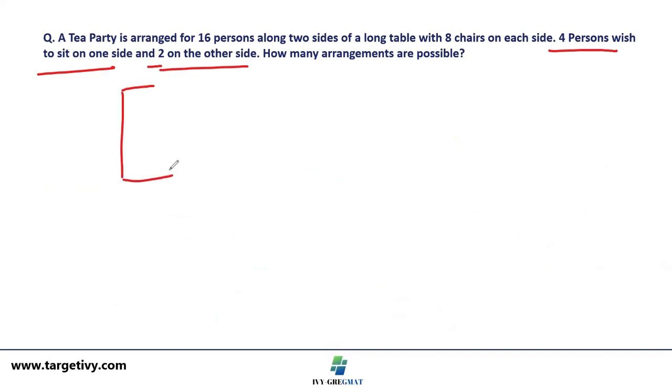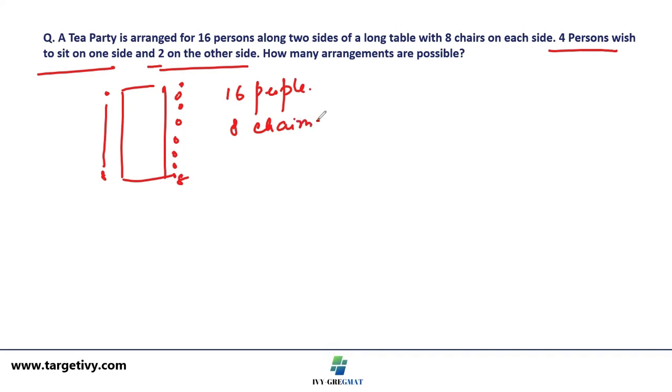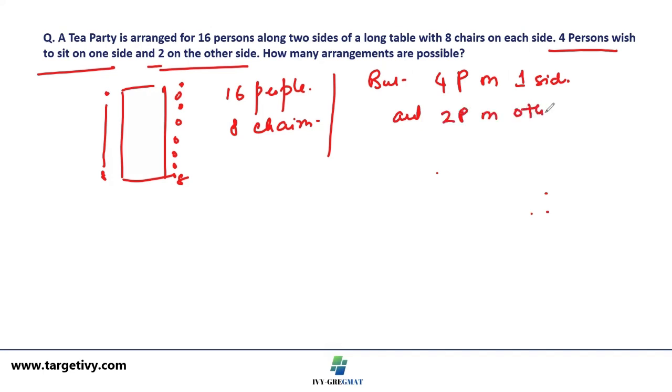Let's draw a table quickly. 1, 2, 3, 4, 5, 6, 7, 8. Here also there are 8 chairs. Here also there are 8 chairs. So total 16 people are there, 8 chairs on each side. But we have got 4 persons on one side and 2 persons on the other side.